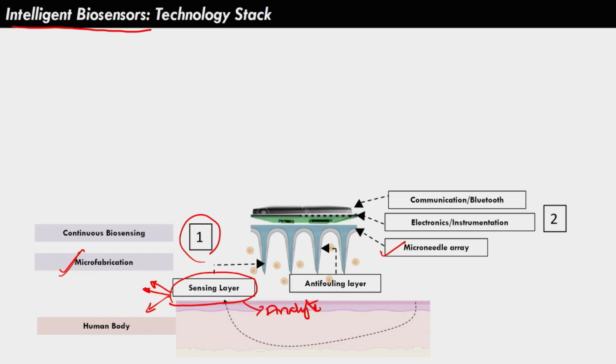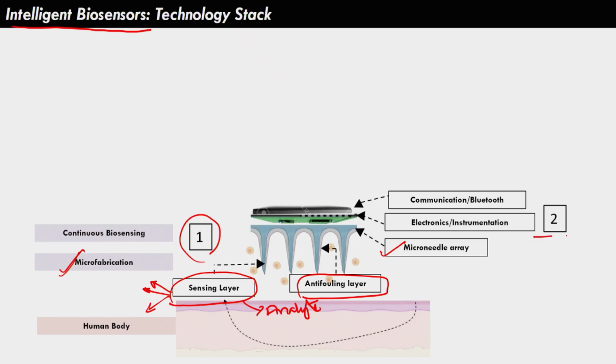All this comes under stack 1. As we insert the sensor, the body reacts, so we need an anti-fouling layer. There are many different anti-fouling layers that can be used on top of your sensing layer. These anti-fouling layers have to be porous as well, so that they allow the analytes to pass through. And then on top, the second stack is the instrumentation. This is what we are looking at today, in the current session.